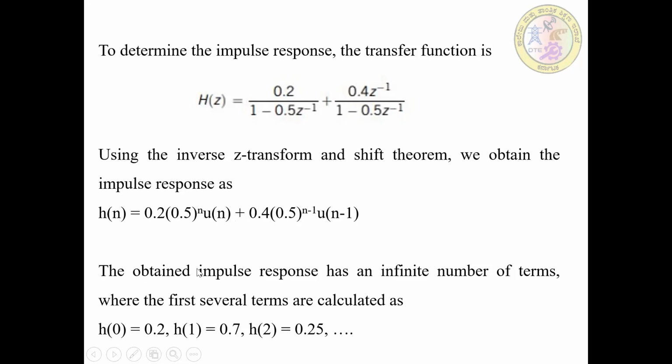So the obtained impulse response has an infinite number of terms, where the first several terms can be calculated as h of 0 equal to 0.2, h of 1 as 0.7, h of 2 as 0.25, etc.